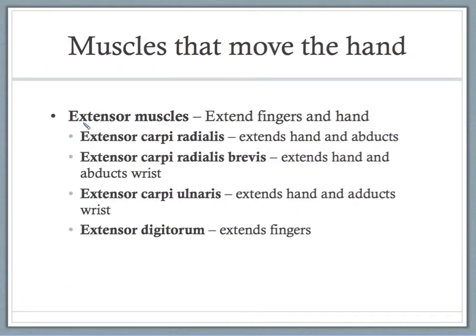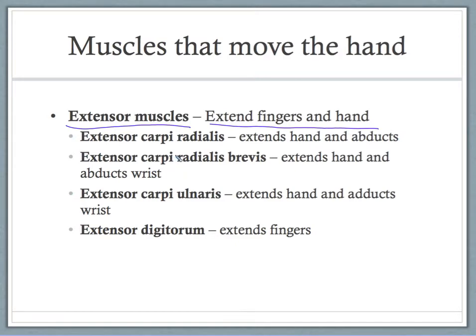We talk about moving the hand. I don't care that you know each of these individually, but you need to know that the extensor muscles function to extend your fingers at the hand, make your hands really wide. So when I say open your hands, those are your extensors working. You have your extensor carpi radialis, extensor carpi radialis brevis, extensor carpi ulnaris, and extensor digitorum. All of them extend the hand, extend the fingers.